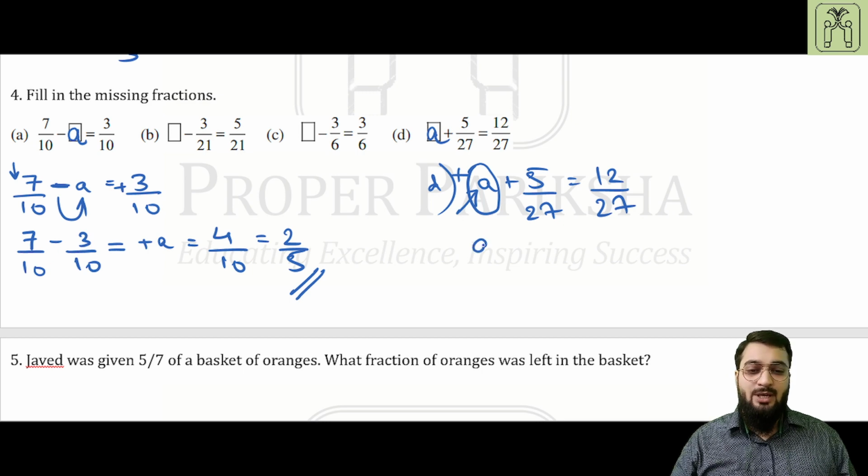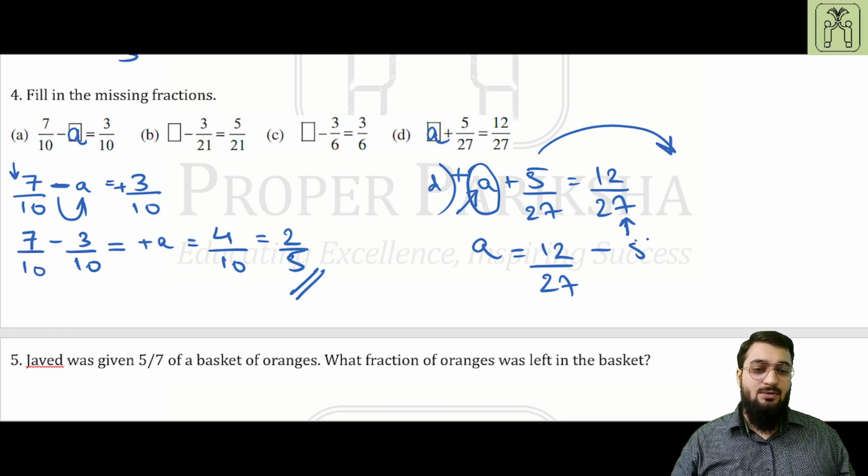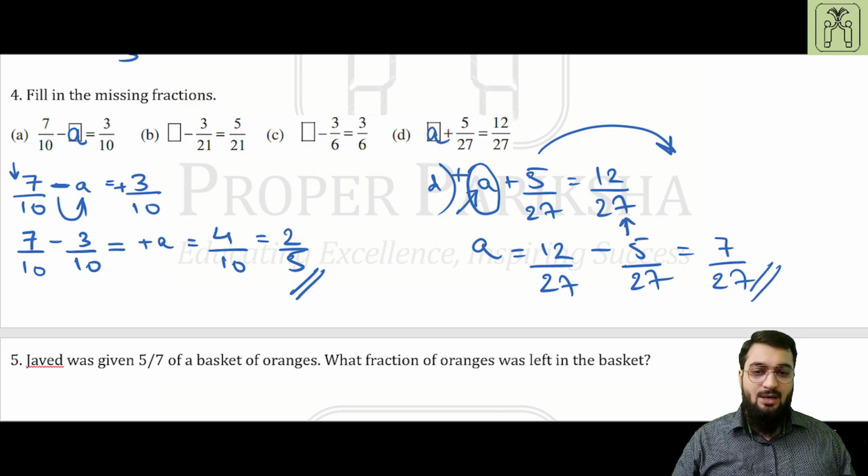Now it will be a, and the thing which will be taken will be this, and this will also be unchanged. This will make a is equal to 12 upon 27 minus 5 upon 27. Because it was plus, it became minus. Now 12 minus 5 will give you the answer of 7 upon 27, and this will be the answer.